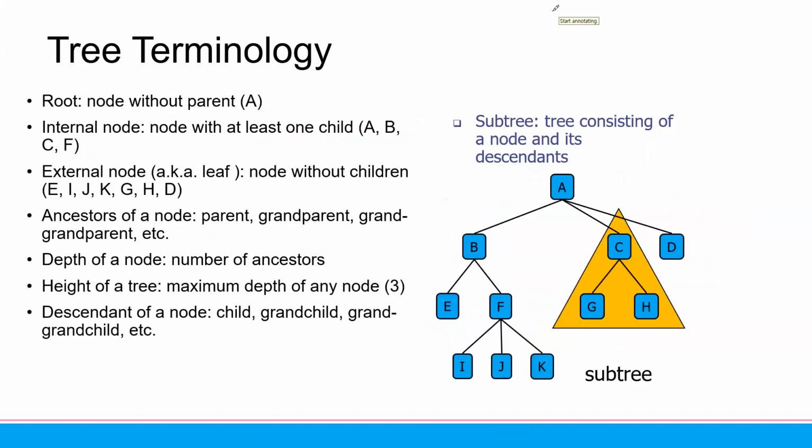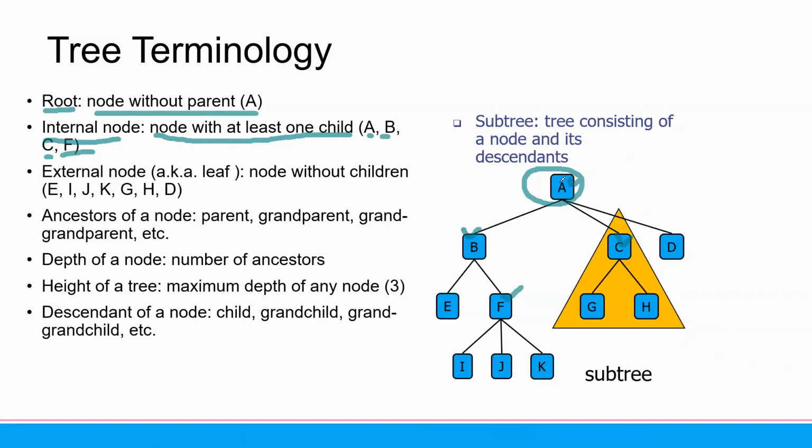In the tree, there is terminology. We call it root. Root means a node without a parent. So A is a node and there is no parent; there is no node above A. We call an internal node a node with at least one child. So we have A, B, C, and F. We call these internal nodes because the nodes have children.